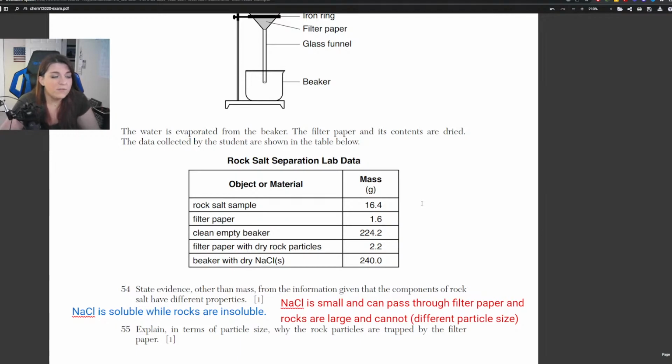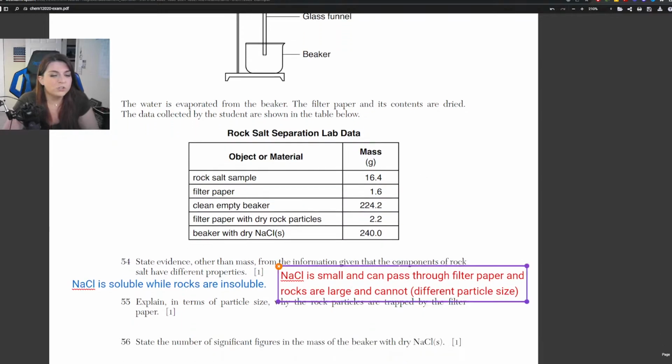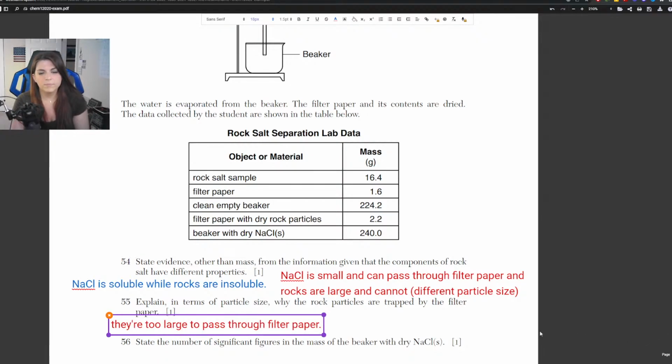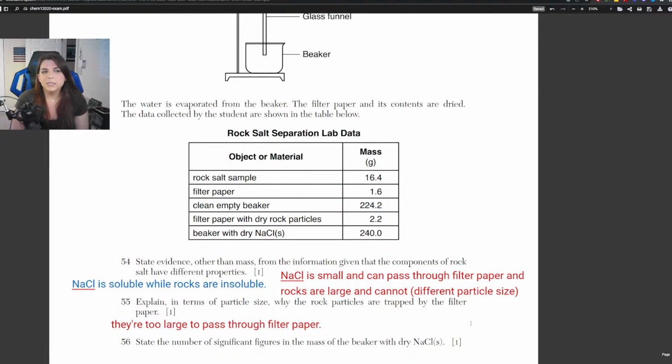And then 55 kind of gives you the answer to 54. State in terms of particle size why the rock particles are trapped by the filter paper. They are too large. That's why they didn't go through. It's the same with a coffee filter. If you have an old school coffee pot, which nobody really has anymore, I guess they're in a Keurig. If you pop open the K-cup, there's a little mesh thing in there, and the coffee grounds can't go through, but the coffee water can go through.